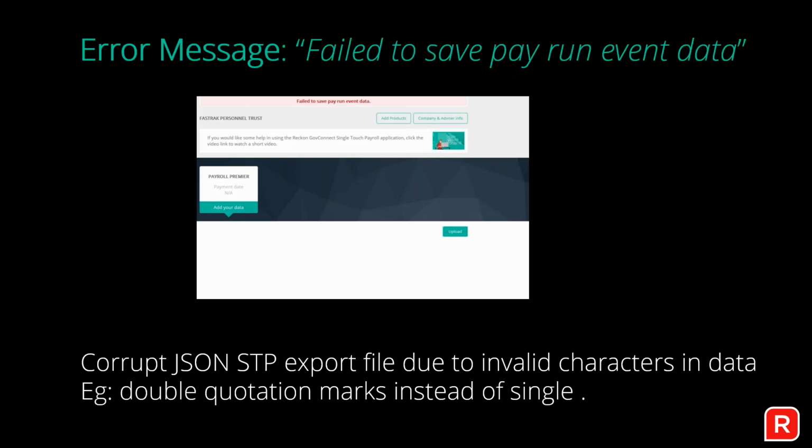Okay, you might have this message when you open up your GovConnect desktop: fail to save pay run event data. This information is likely to come up when you have a corrupt export file, largely due to maybe the use of an invalid character. The big culprit there seems to be using quotation marks, particularly double quotation marks. So try to avoid double quotation marks, and in fact try to avoid any quotation marks at all.